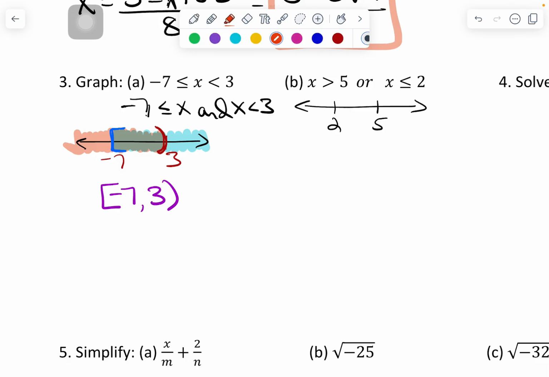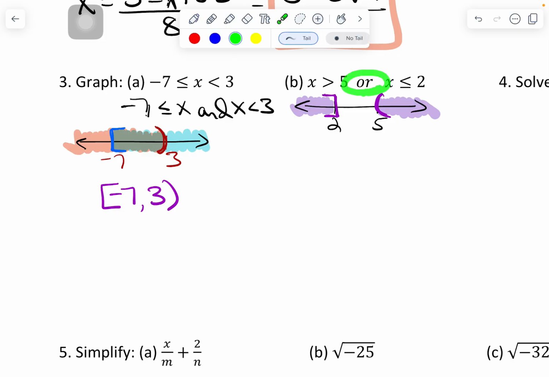So the thing that we're going to be looking for here is I want x to be greater than 5. So from 5, I'm going to shade to the right. Those are going to be values greater than 5. And at 5 itself, we're going to use a parenthesis, no equal to. And then I want x to be less than or equal to 2. So from 2, I'm going to shade to the left. But at 2 itself, I'm going to use a bracket. Okay, there is an equal to component.